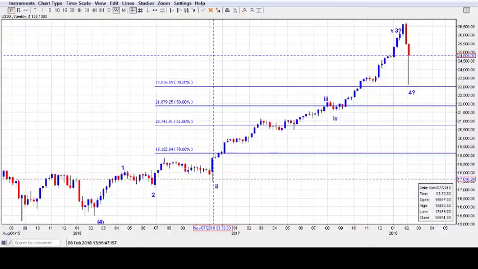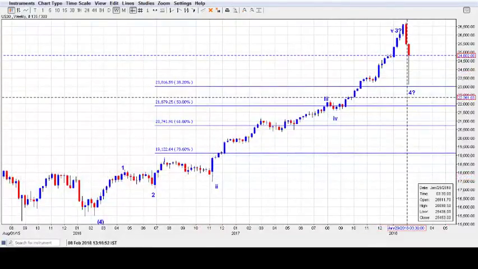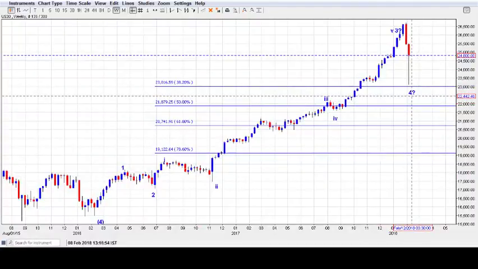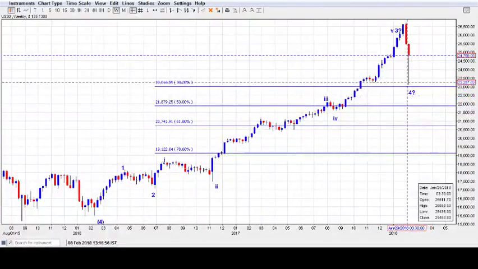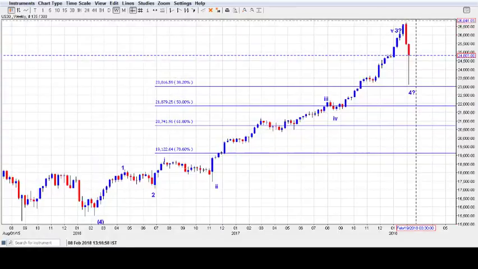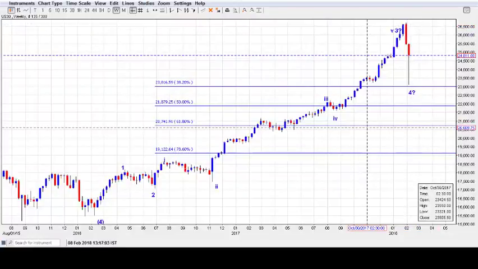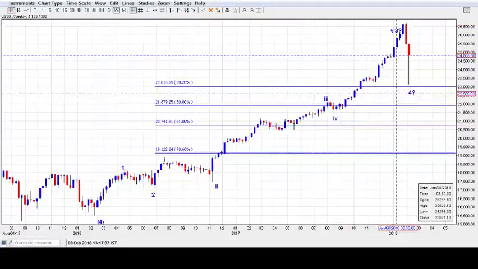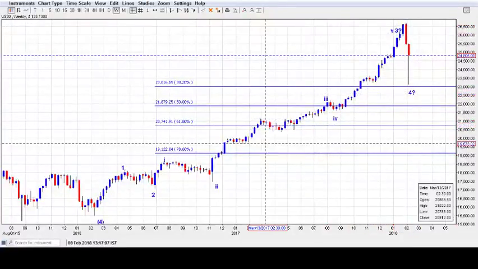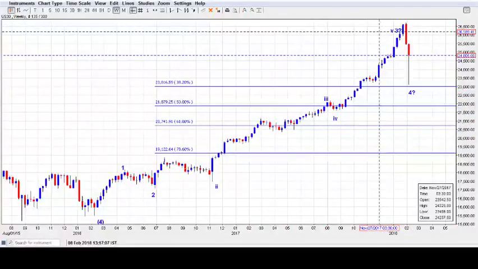So 23,000 could be wave 4, and that leaves us with enough room for one more high towards the fifth wave, about 26,600 or 26,700, let's say, before it actually collapses and terminates lower. That could be the fifth wave.